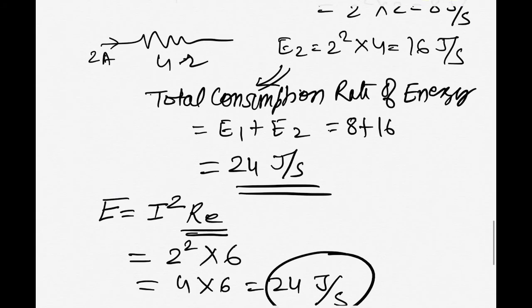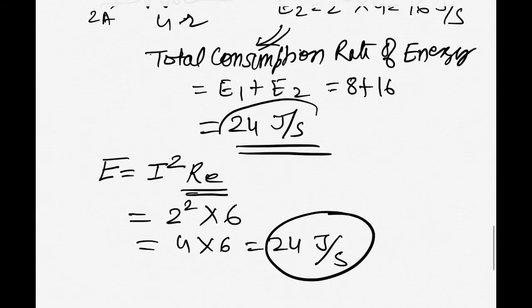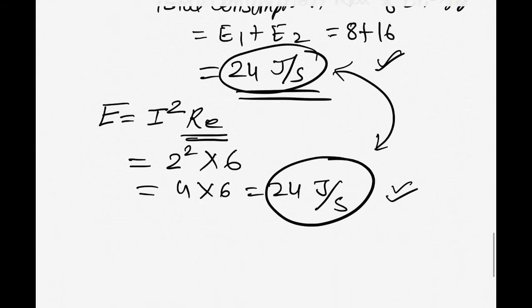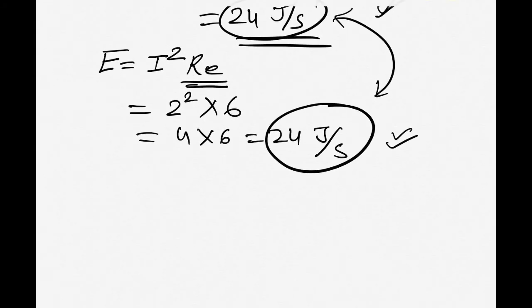Now you see this is nothing but the same as this one. So energy consumption is equal to energy supplied. So that means our calculations are correct. So this is all about resistors in series.